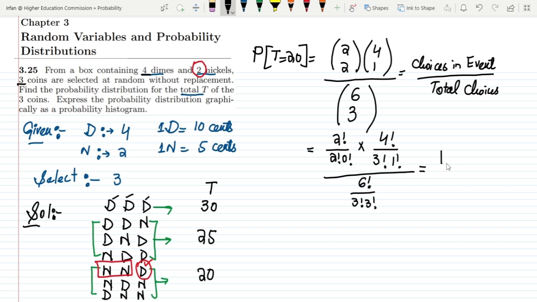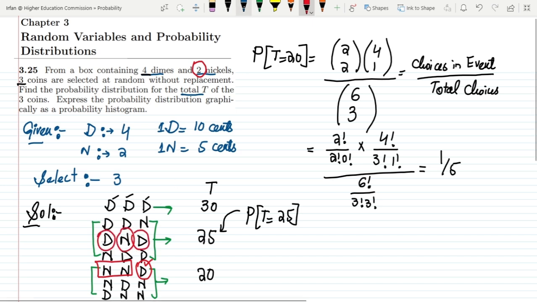That is 1 over 5. Similarly, for the probability that t is equal to 25, which is basically this one, here we can see that we have 2 dimes and 1 nickel. So in order to do so, what can I write here?